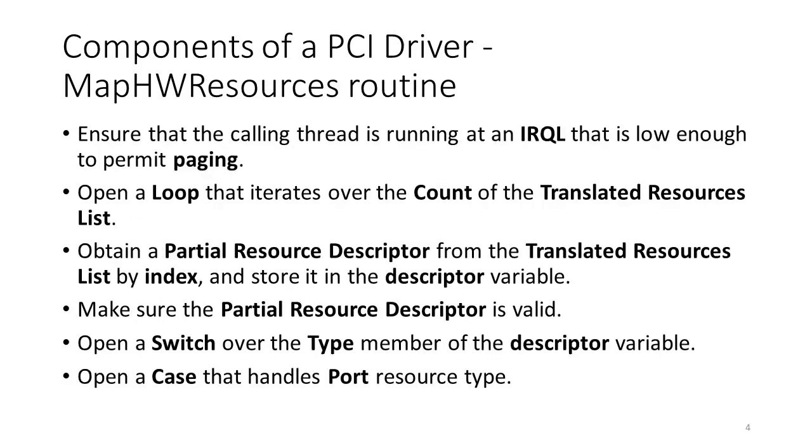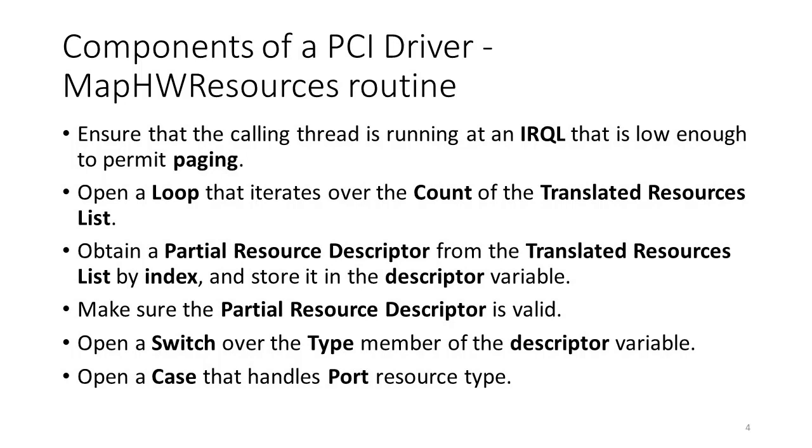Next, we need to ensure that the calling thread is running at an IRQL that is low enough to permit paging. Then, we need to open a loop that iterates over the count of the translated resources list. Next, we need to obtain a partial resource descriptor from the translated resources list by index, and store it in the descriptor variable. Then, we need to make sure that the partial resource descriptor is valid.